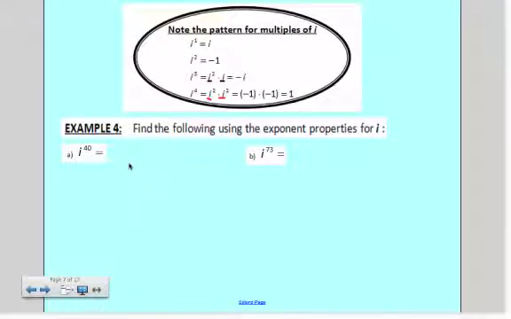So let's think about i to the 40. The goal here is if we can take that exponent and write it as a multiple of 4, we can do something really neat with it. Now sometimes we have to pull out a multiple of 4, but in this one 40 is a multiple of 4.